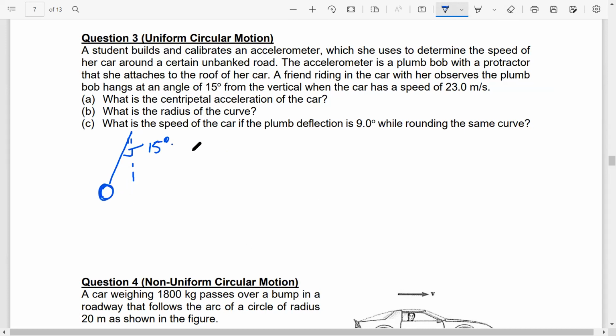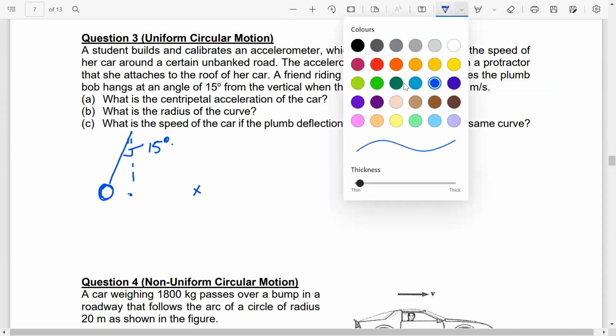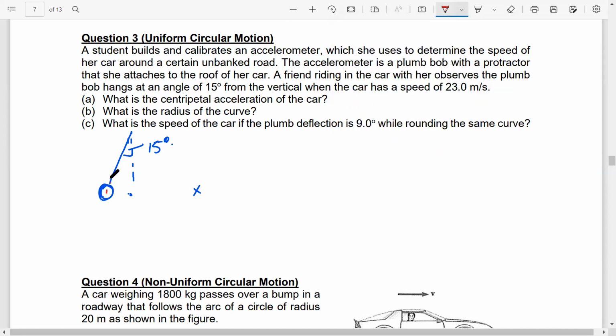Now, the center of the circle will definitely be, in this case, based on this diagram, on the right side. It won't be here. It doesn't turn around here. It turns around a larger radius. Now, for this case, the tension will be upwards and the weight will be downwards.